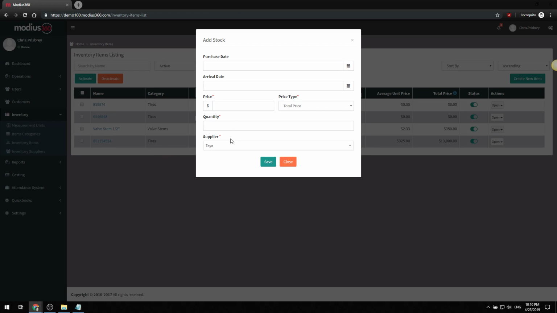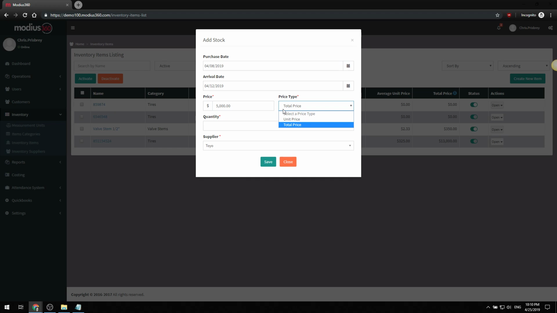It's the same thing. So let's say I ordered some tires on the 8th, and they arrived on the 12th, and I'm just now getting into checking them in. I'm going to put my price down and say that I spent $5,000 and it was total price. Here we've got unit price, we've got total price.